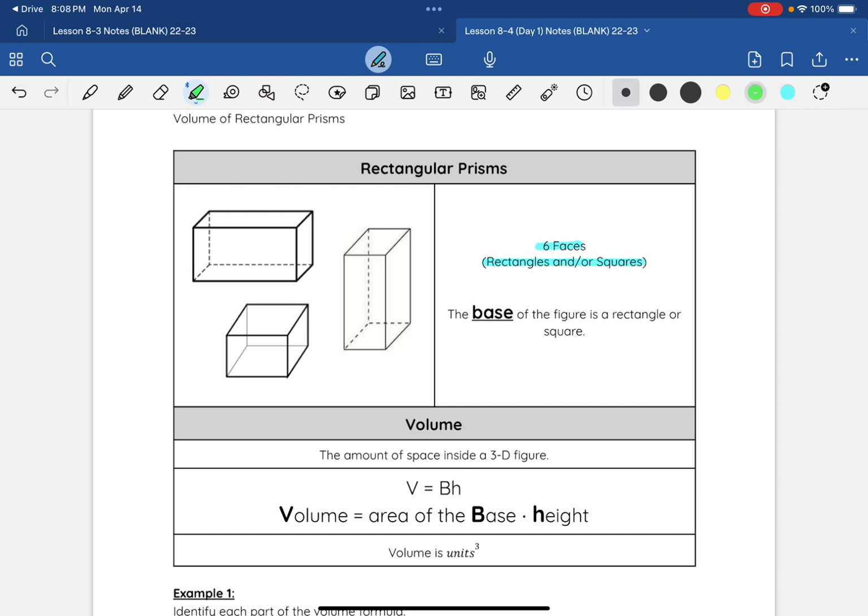The base of the figure is a rectangle or a square. So the base here would be considered anything that the rectangular prism is sitting on. So that would be considered your base.